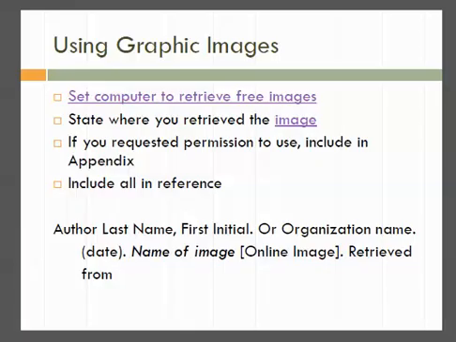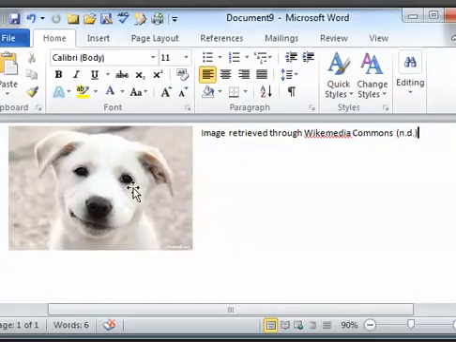So once you have found your images, you're going to have to state where you retrieved the image. So if you're creating an online course, or you're creating an infographic, however you use that graphic image, you have to state where it came from. So for example, let's say I put this image inside a paper. So I would somewhere say, image retrieved from Wikimedia Commons.